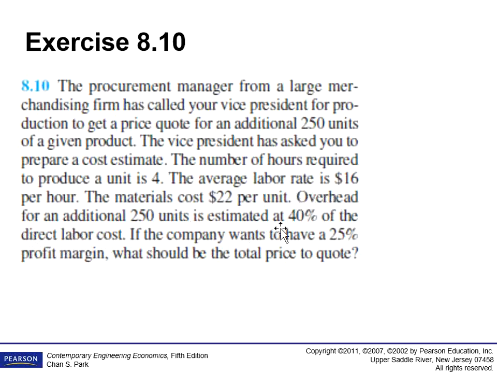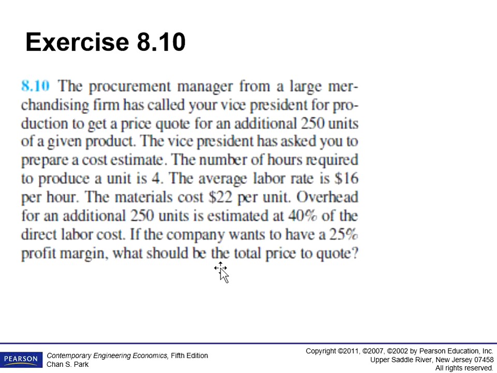Overhead is 40% of direct labor cost. Whatever your direct labor cost is, 40% of that is the overhead, right? Remember how to calculate a manufacturing cost. You need to have material, right? What is the cost of material, cost of labor from here, and overhead. If you add these 3 things, this is what we call a manufacturing cost or a product cost, right?